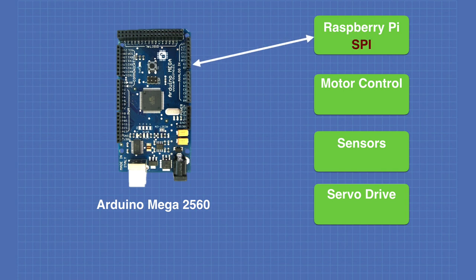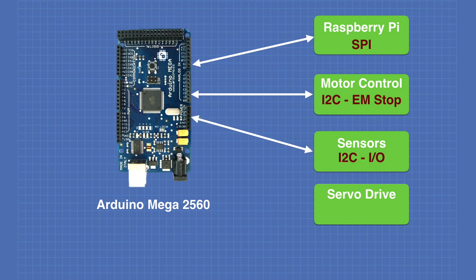Now, the Raspberry Pi will be connected using the SPI bus, and there are two SPI buses on the Mega2560. The motor control will connect with both I2C and an emergency stop signal that will be sent from the Mega2560 to the motor control board.